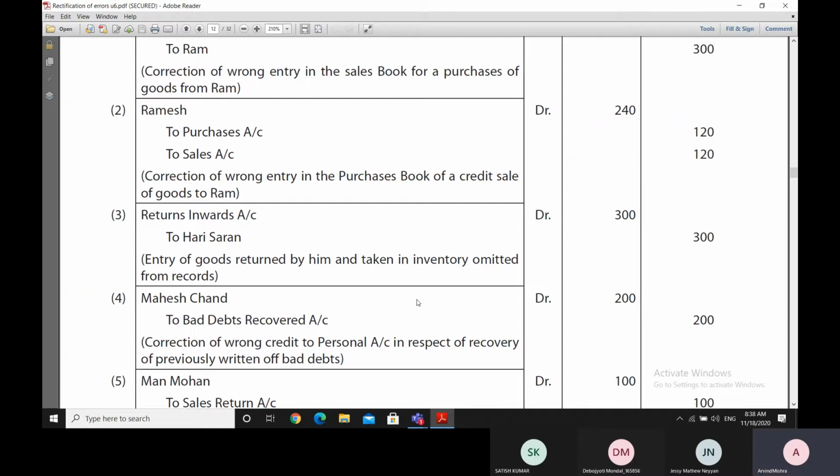Thereby, because this entry has not been made at all, rather a wrong credit was made to Mahesh's personal account, and therefore we remove the credit from Mahesh's personal account by debiting Mahesh's personal account here, and then we transfer the debit by debiting the bad debts recovered account.